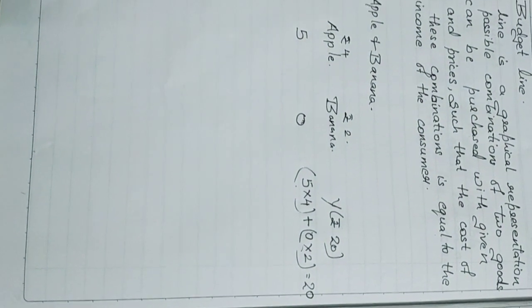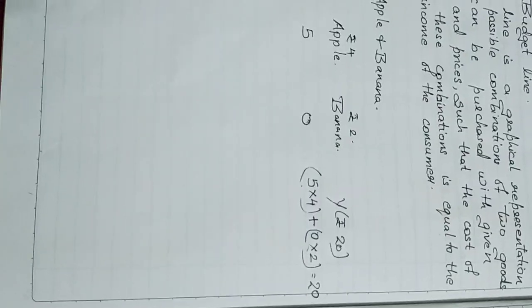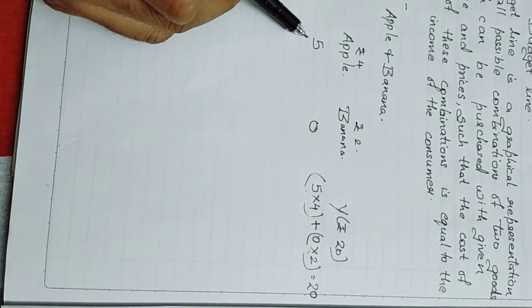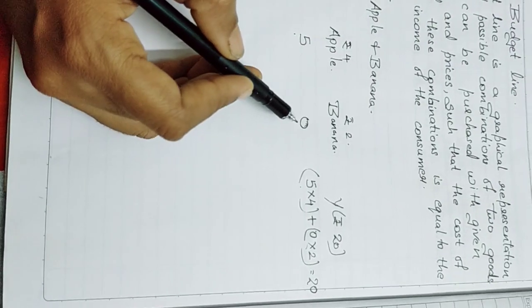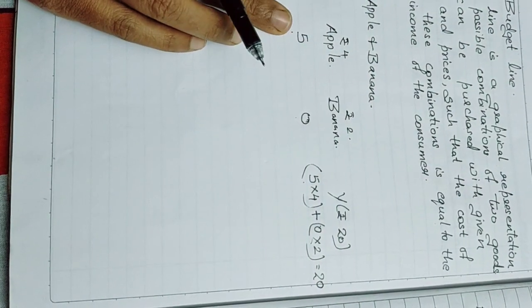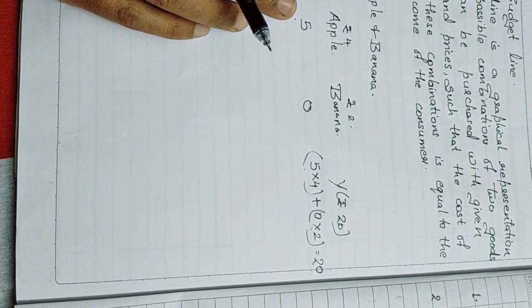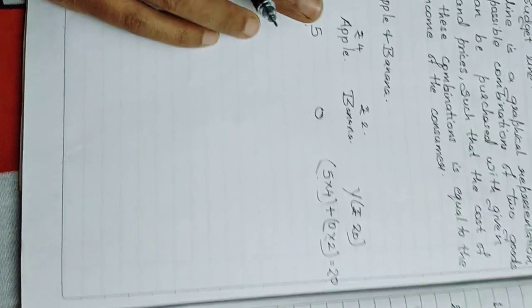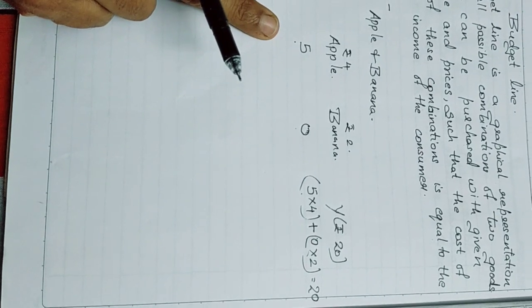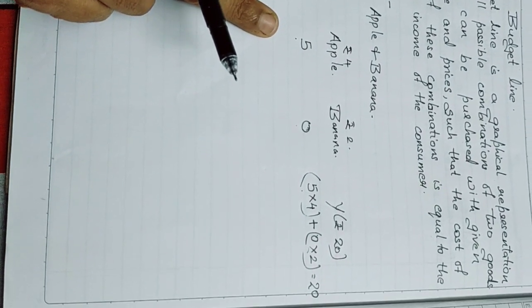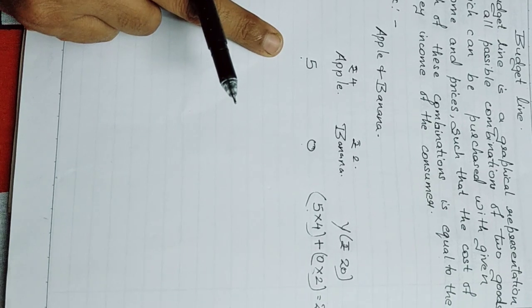Now he wants banana also. Here I had purchased only apples with my income of 20 rupees. Now I want banana also, and for banana what to do? Sacrifice. Here I had spent all my income, but now if I have to purchase banana with that income, then I have to sacrifice some apples, because income is 20 only.